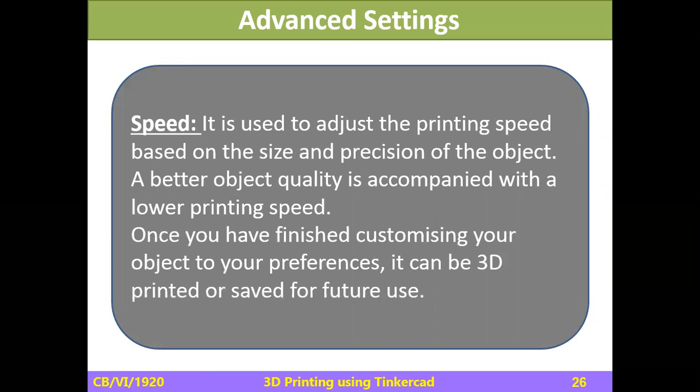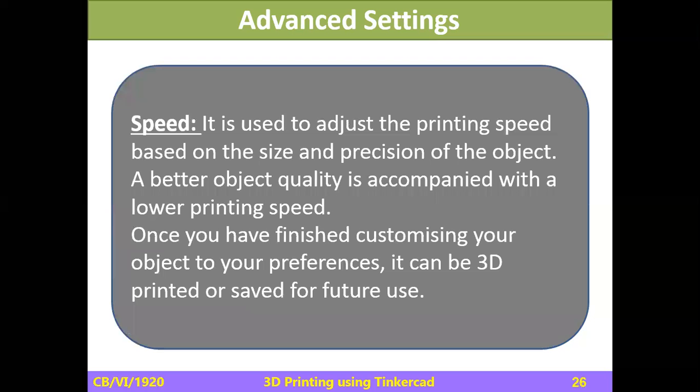Once you have finished customizing your object to your preference, it can be 3D printed or saved for future use. So you can also choose your speed by yourself. अगर आपका प्रोजेक्ट बहुत बड़ा है तो उस हिसाब से आप उसकी स्पीड कम या ज्यादा कर सकते हो ताकि आपका जो प्रिंट आए वो एकदम परफेक्टली आए.